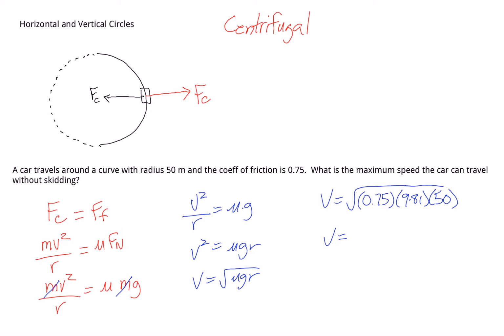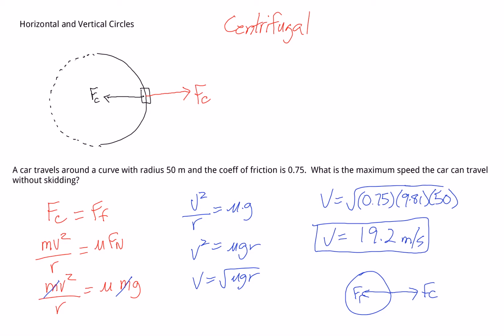Square root the answer. We get an answer of 19.2 if we round it off. So that means with a radius of 50 and that kind of friction, a car should go no faster than 19.2. Because what would happen if it did? That means your centripetal outwards would increase, right? If your velocity gets bigger, your force will get bigger, and then the friction inwards will never change. So if your velocity is too big, your outward force will be bigger, and then the car would not stay on the curve. It would slide off the road and hit the ditch or whatever.